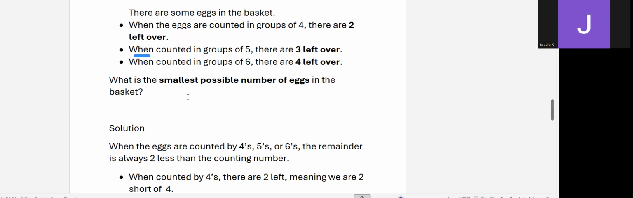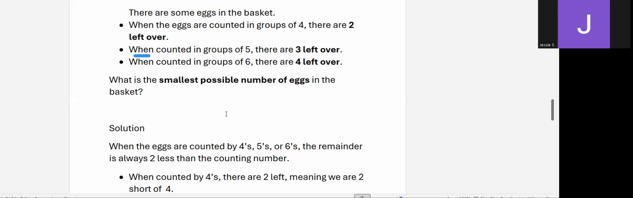Okay, so now let's look at the solution here. What the question gives us is leftover, leftover. Now we look at the leftover from another perspective. When we count eggs by four there are two left. That means we're two short, right? When we count by five, there are three left over. That means we're still two short. Three plus two, that's five. We count by six, there are four left over. That means every time we count by four or by five or by six, we're always too short.